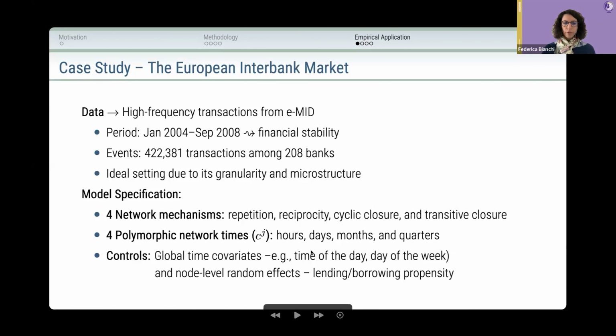We consider 4 different polymorphic network times defined on the basis of hours, days, months, and quarters. And those time frames have been proven to be meaningful time frames for letting the social structure of these mechanisms emerge, especially longer time frames like quarters.